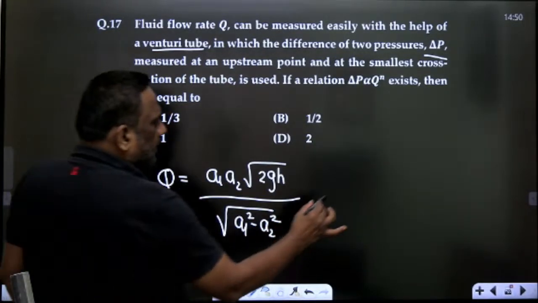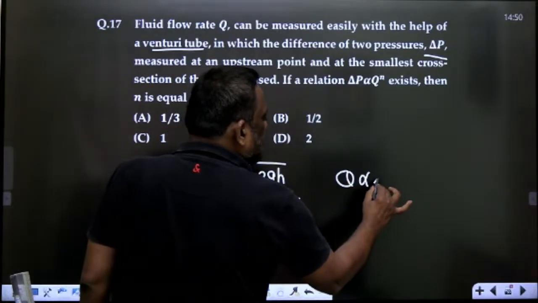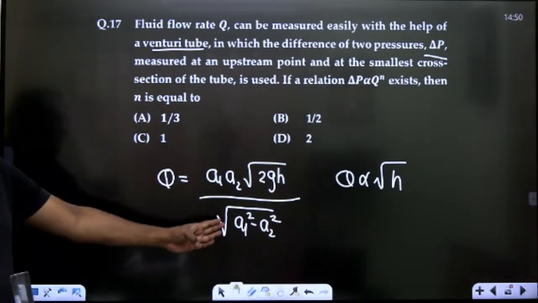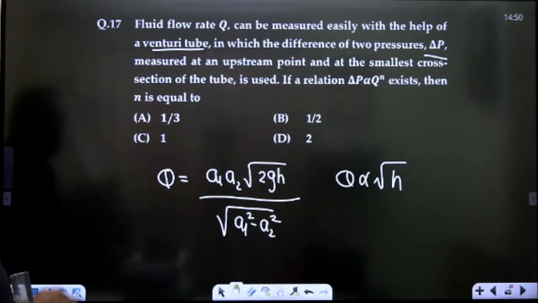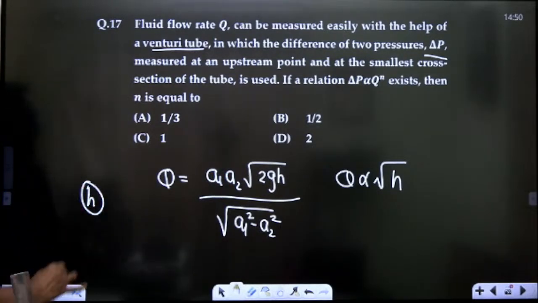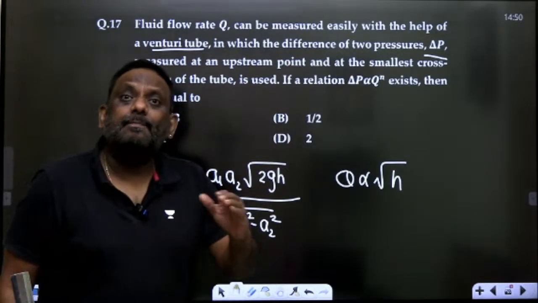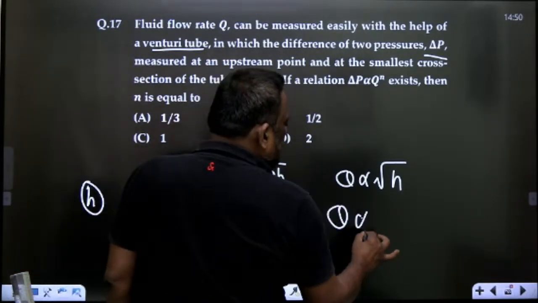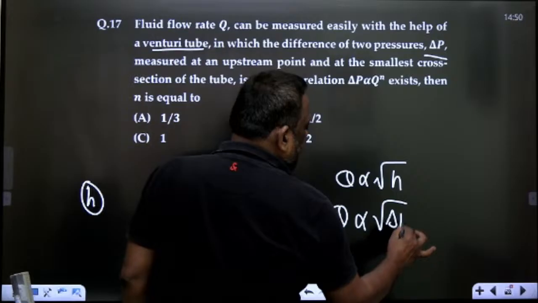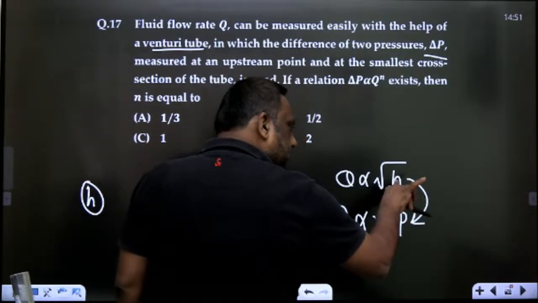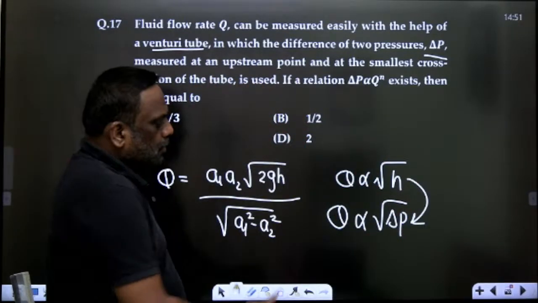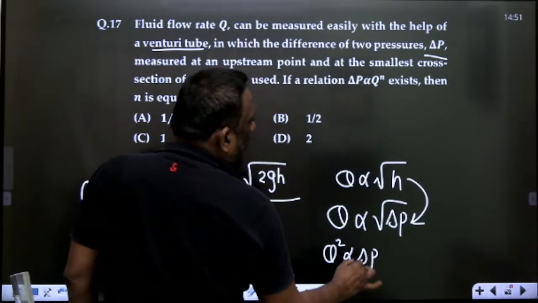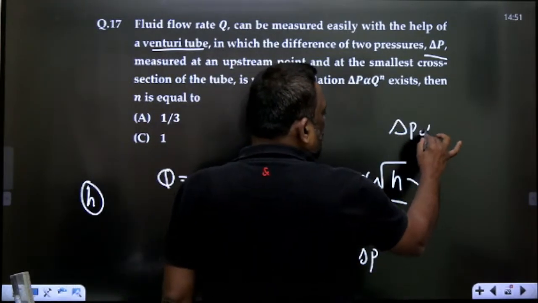Can I say the discharge is directly proportional to square root of H? Yes, sir, because we are not changing A1, A2, and G is also constant. Can you tell me what is H, sir? H is actually representing pressure head. So this head is proportional to pressure delta P. So square on both sides. So Q square is proportional to delta P, or delta P is proportional to Q square.